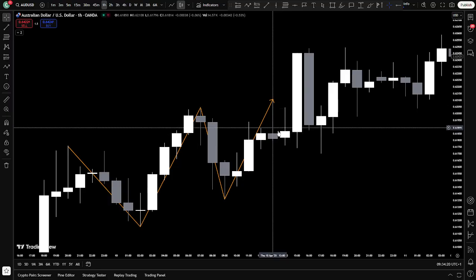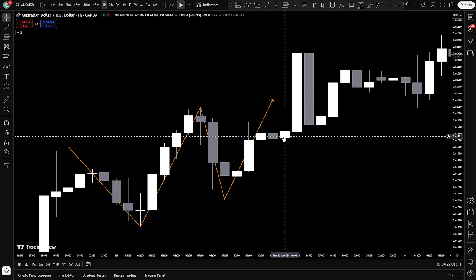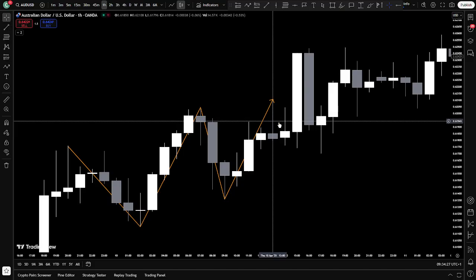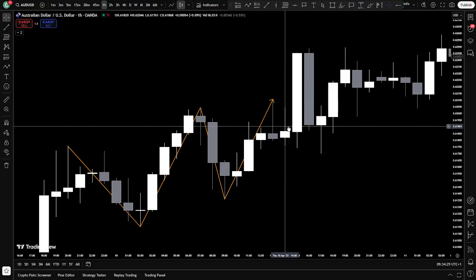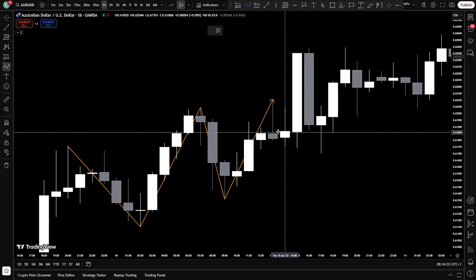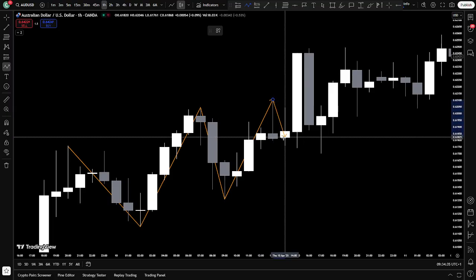Instead, it was just a little bit of pullback, as you can see that pullback there. So this is where the majority of you usually fail in trading. You would think, oh, it's reversing. Meanwhile, it's just pulling back a little bit. So with inversion, you can be able to understand that. So that's a pullback there.